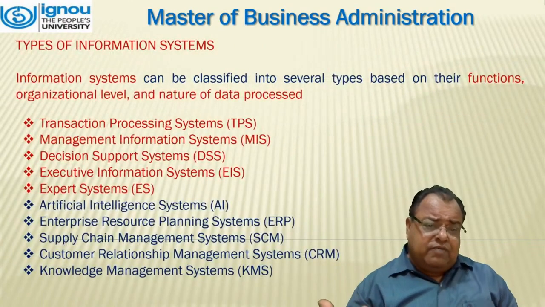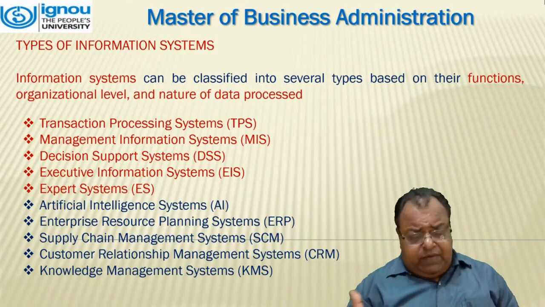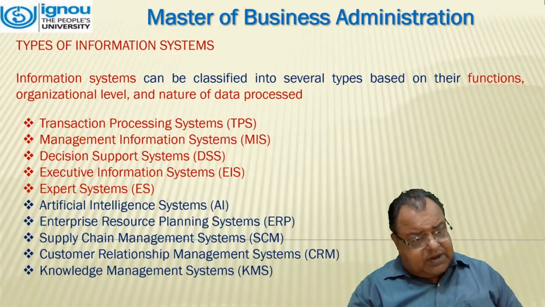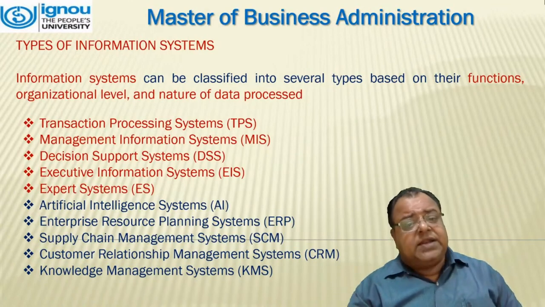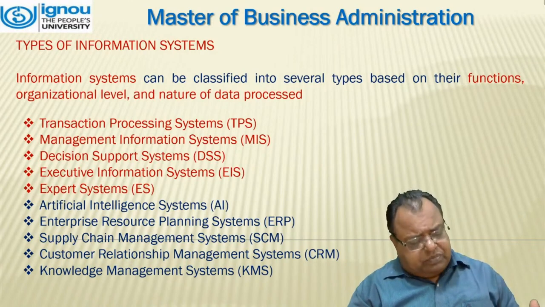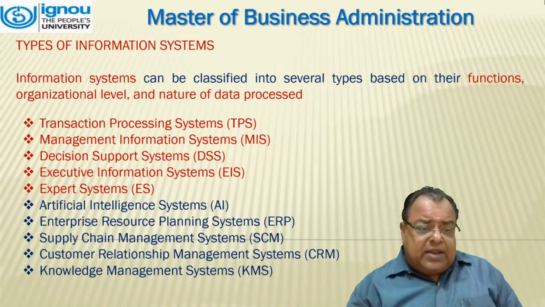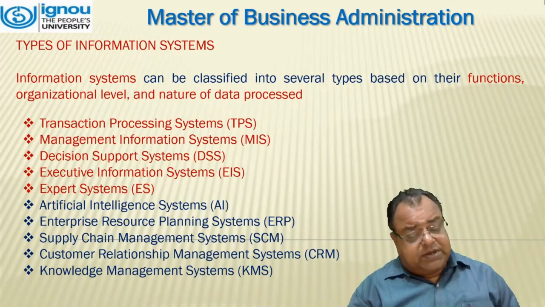What are the different types of information system? Information systems can be classified into several types based on their functions, organization levels, and the nature of data processed. There are basically many types of information system. Some are depicted over here. Transaction Processing System, that is TPS. Management Information System, MIS. Decision Support System, DSS. Executive Information System, EIS.